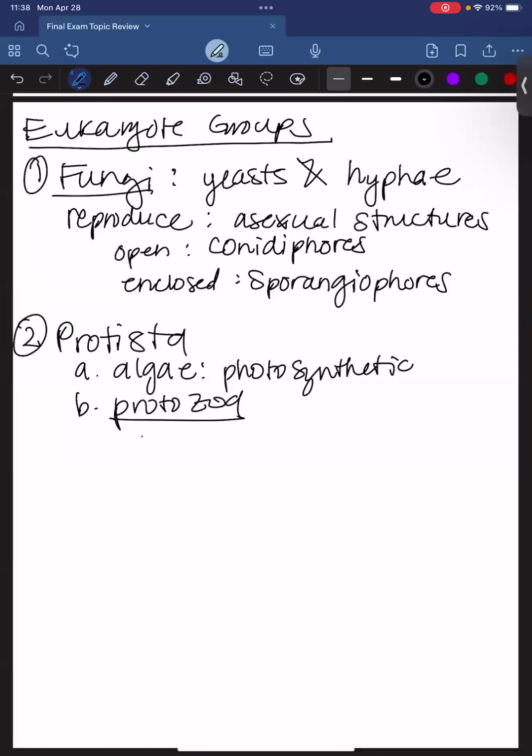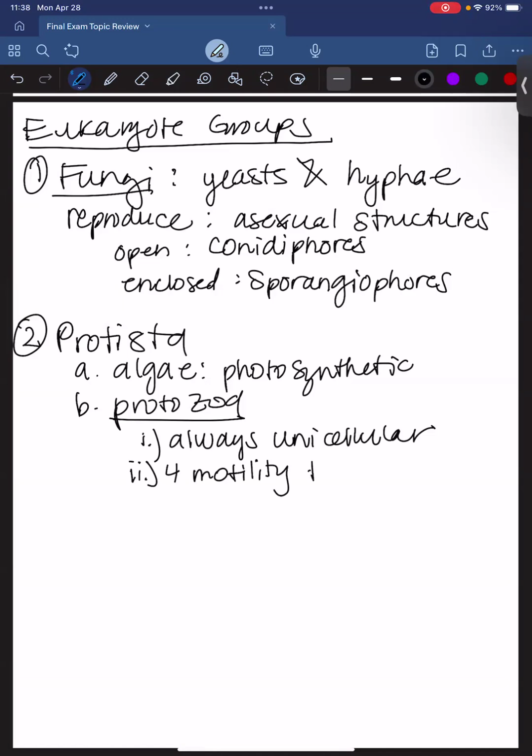Something about the protozoa to be aware of: they are always unicellular. Always. Another thing to be aware of, they have four motility types, motility or non-motility. They can move by flagella, like Giardia or Trichomonas. They can move by amoeboid motion, which we also call pseudopods.